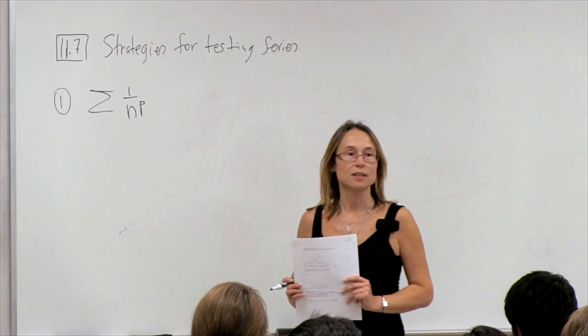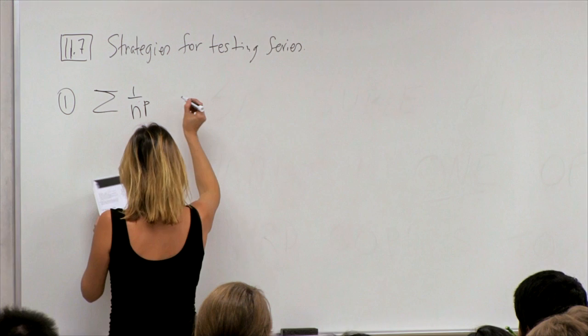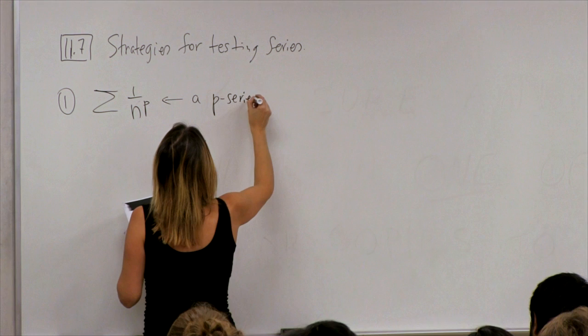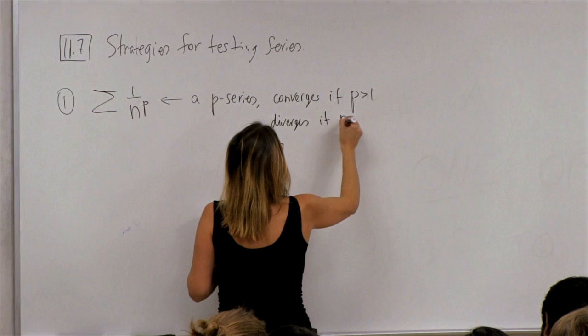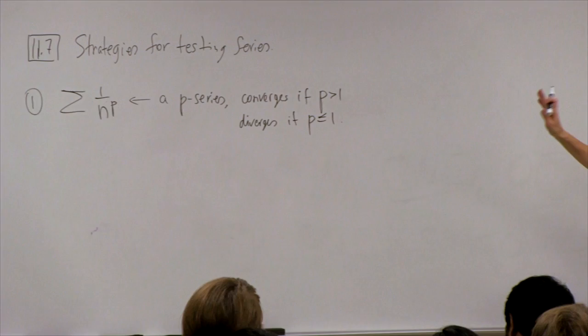Okay. So this is called the P-series. And it converges if P is greater than 1, and diverges if P is less than or equal to 1. Okay. So this is something that we have to remember. We're going to compare a bunch of other series to this one.